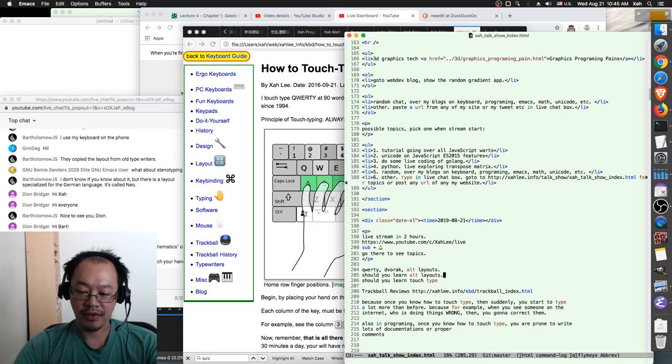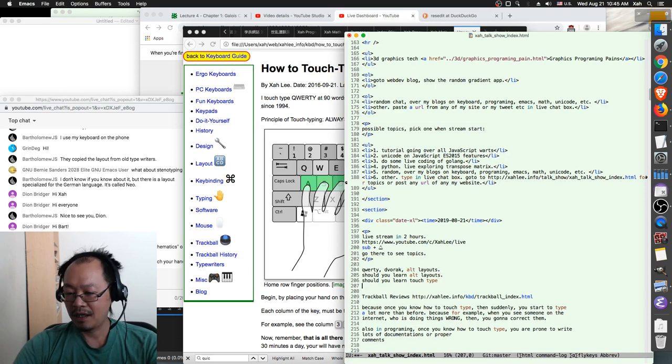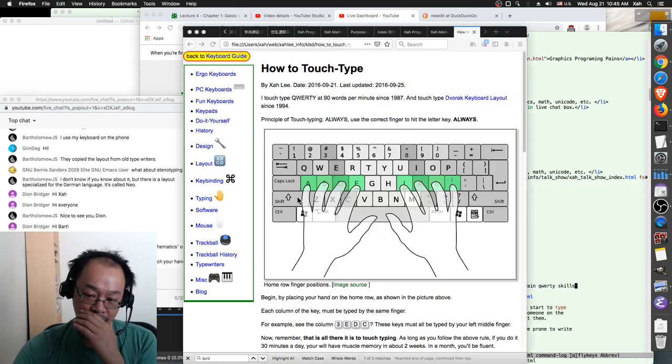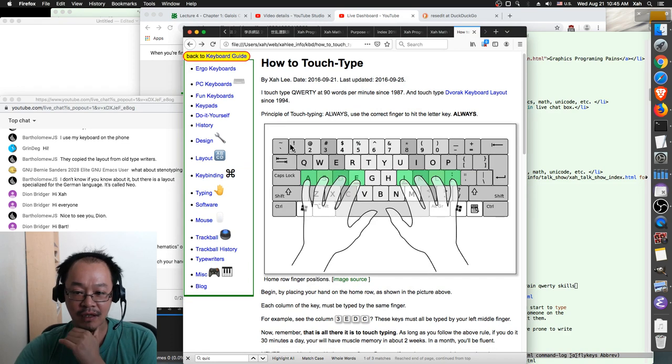I also covered a little bit about how to learn Dvorak, cold turkey or not, and should you retain QWERTY skills. It's all on my website, how to touch type. So let's go back to the layout.